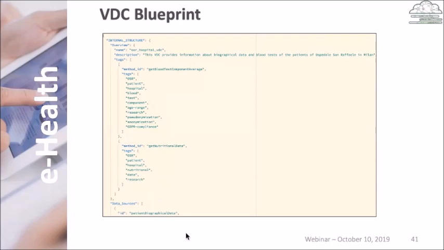For instance, we see that there is the definition of one of the methods that we mentioned, get blood test component average, followed by the definition of one other method, get nutritional data, followed by the definition of the data sources, and then many other sections follow. But still, even though you are not expected to go and see this file and edit this file by hand, it's still nice that if you do so, you can still understand what's going on.